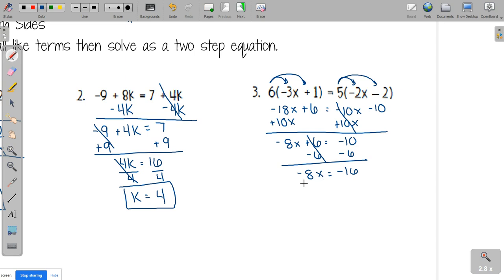Negative 8 is being multiplied to x, so we have to divide by negative 8. Don't forget the sign. Cancel. So we get x to equal negative divided by negative is a positive, and 16 divided by 8 is 2.